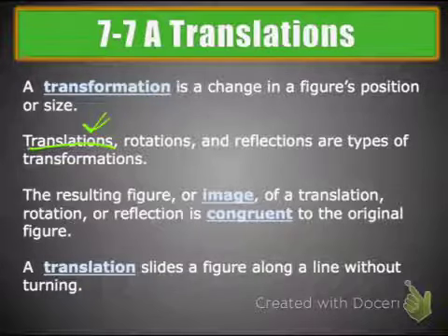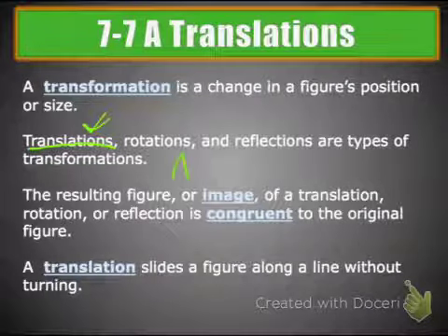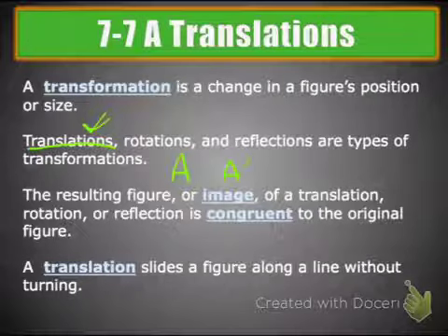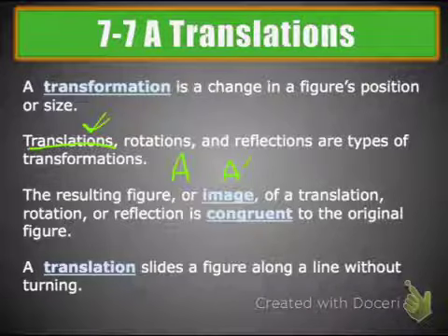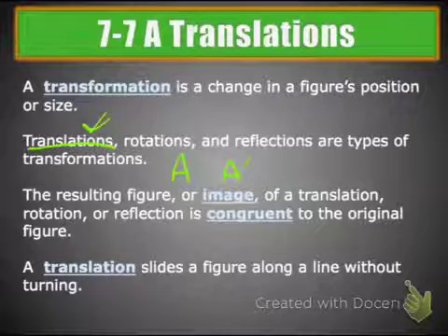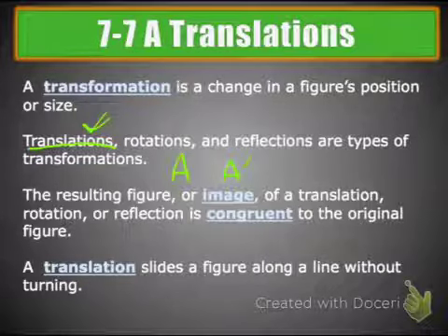For all of these, though, the resulting figure that you're going to see is going to be called an image. And we usually would do it like, say you have a figure A, your image is going to be A prime. But the image of a translation, rotation, or reflection is always going to be congruent to the original figure, meaning that it has the same ratio, most of the time the exact same measurements. A translation, though, the one we're doing today, slides a figure along a line without turning it. So it's not going to turn, it's just going to slide up, down, left, or right.